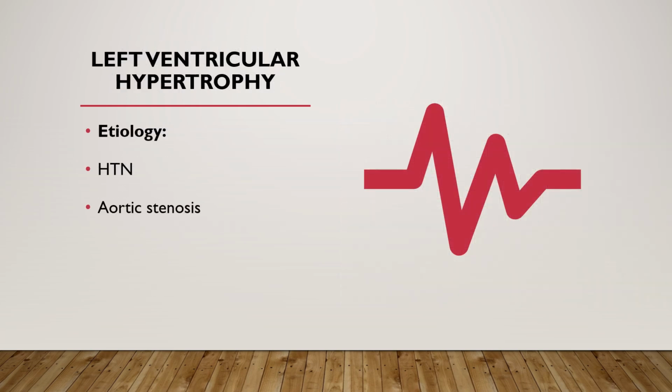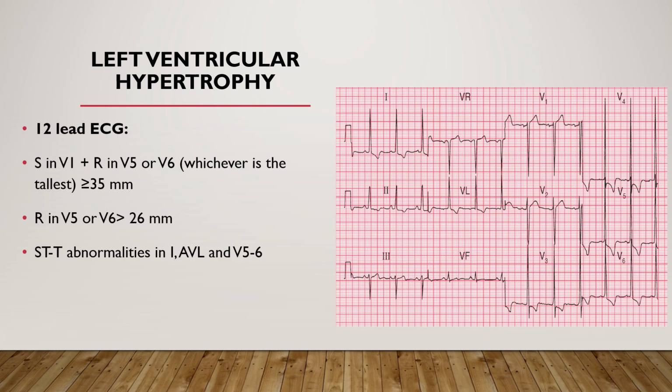So let's talk about LVH, or left ventricular hypertrophy. The etiology here is hypertension and aortic stenosis, the conditions which increase left ventricular afterload. Conditions such as hypertrophic cardiomyopathy are also possible. Let's talk about how LVH presents itself on a 12-lead EKG.